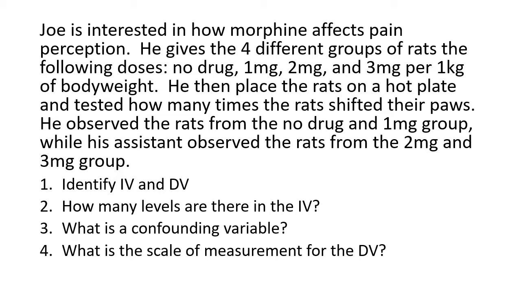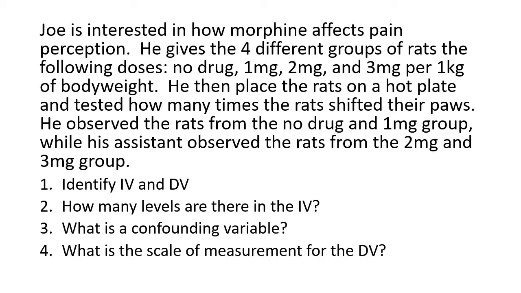Okay, so the independent variable here would be not morphine, but the dosage of the morphine that was given to the rats. Now, the dependent variable is what? It's not pain perception, but rather the number of times the rats shifted their paws on the hot plate. Number 2, how many levels are there in the independent variable? There are 4 levels: no drug, 1 milligram, 2 milligrams, and 3 milligrams per kilogram of body weight.